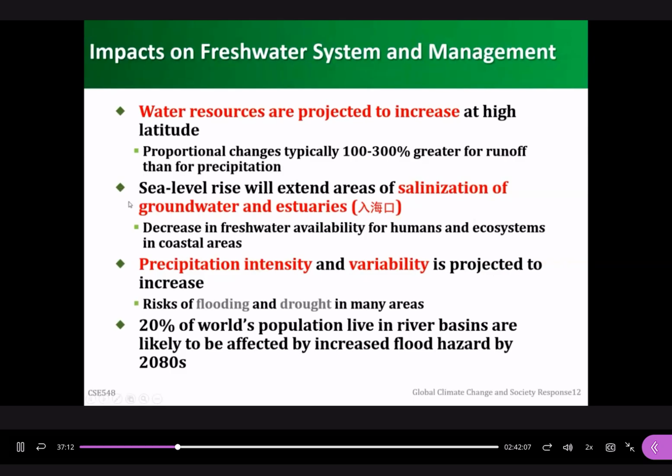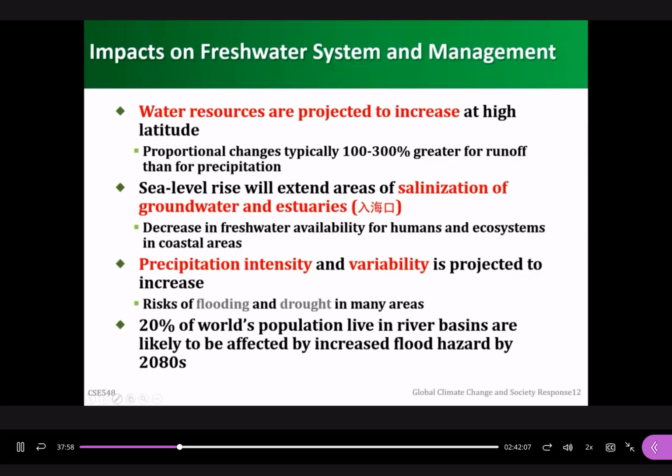And the second one is sea level rise will extend the areas of salinization of the groundwater and estuaries, because the sea level rise will flood the coastal cities. Because in general the cities are very close to the sea level. So if there is a 1 to 2 meter sea level rise, many areas will be flooded. And the storms or the tropical cyclones can also bring flooding to the coastal cities.